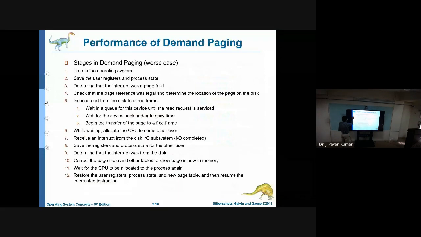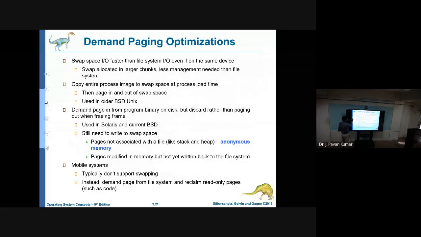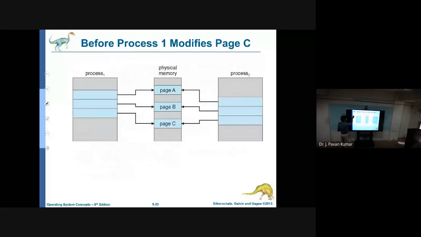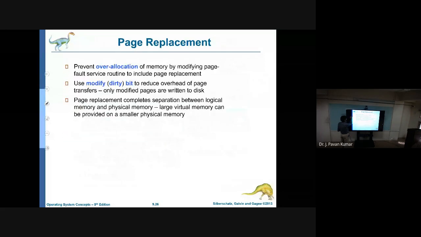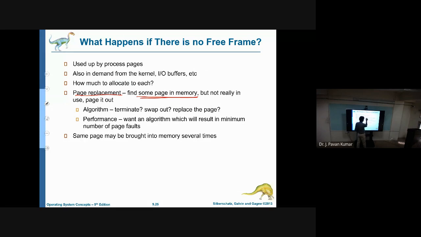Now, these things, effective access time and all, we covered in the last class. Copy on write we also saw in the last class. Now, page replacement: find some page in main memory, already present in main memory, that is not really in use. Then that particular page we will swap out. Now the algorithm is which page we have to swap out and which page we can replace. That is what we will be checking.